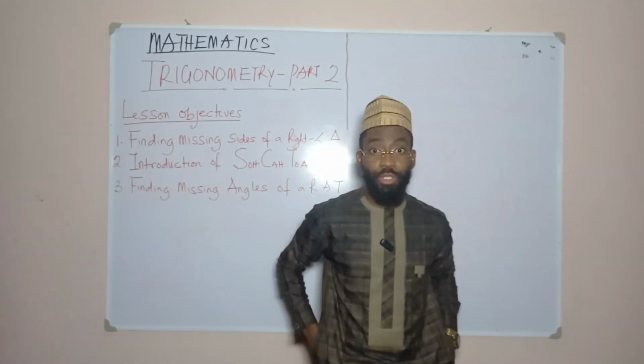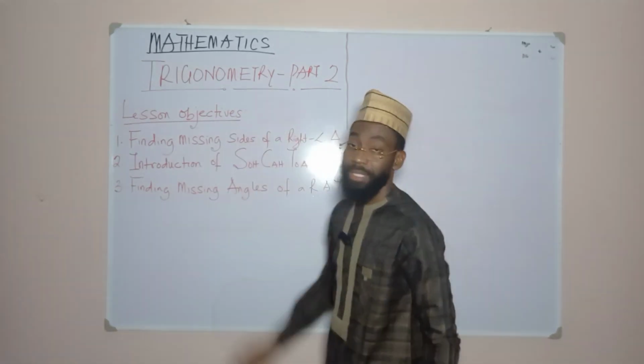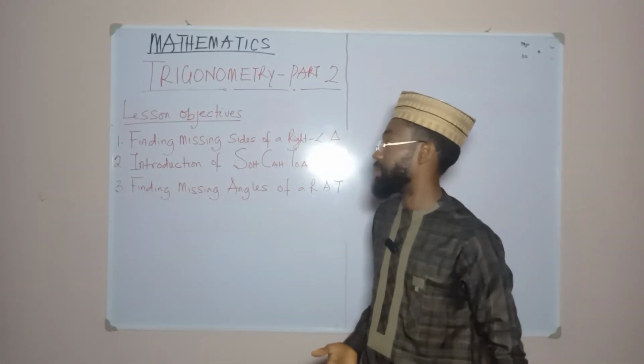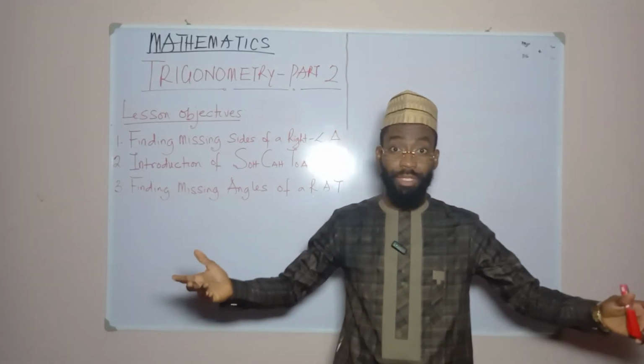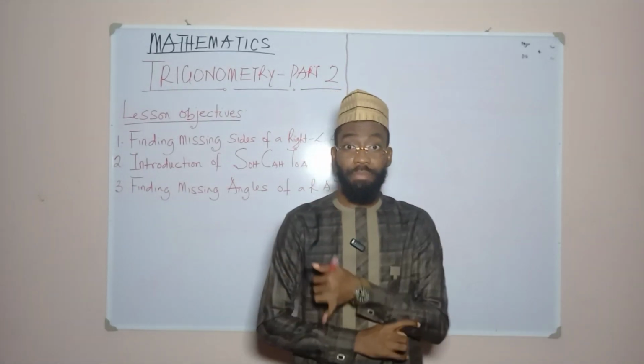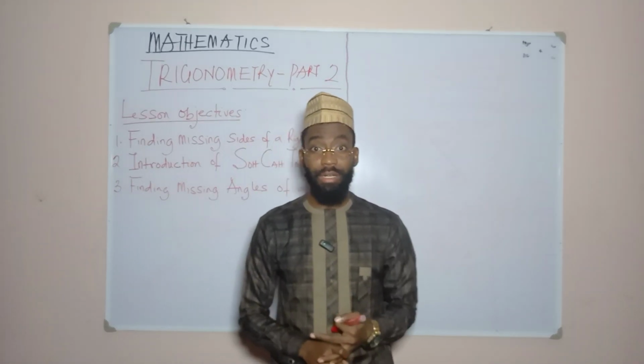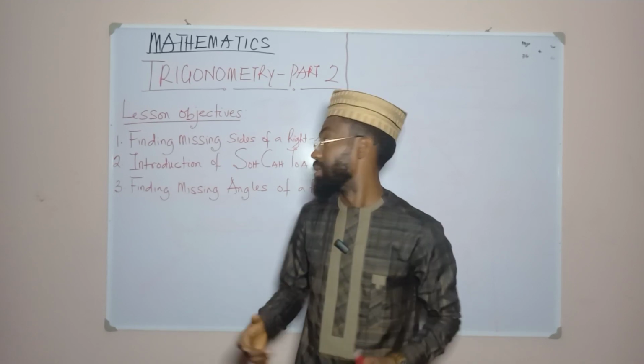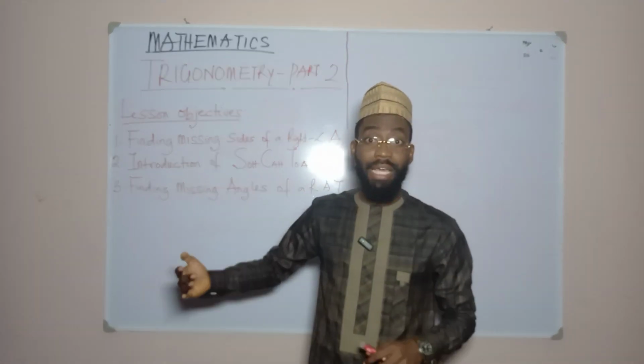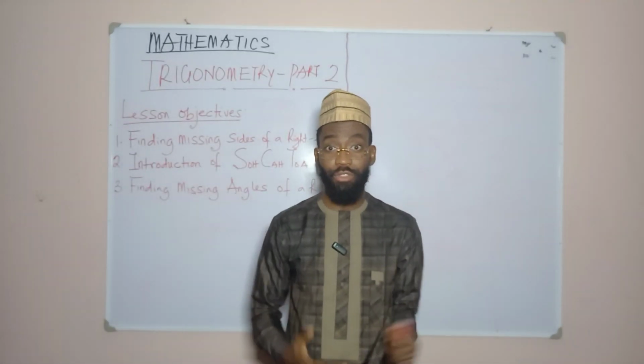In our previous video, we talked about trigonometry, and that was the first part. You could recall all the very beautiful things we said about trigonometry in our last class. We took note of the meaning of trigonometry. We talked about the parts of a right angle triangle after we introduced a right angle triangle. And then we went on to also learn how to find missing sides of a right angle triangle.